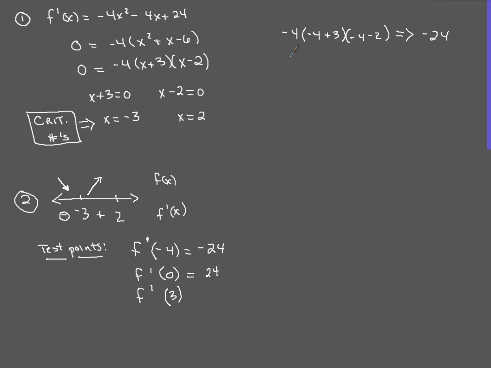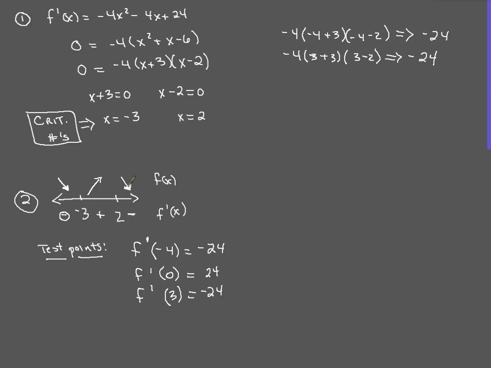Now, when I plug 3 in, again, I'm going to use the factored form, so I'm going to have negative 4 times 3 plus 3, which gives me 6, and then I'll have 3 minus 2, which gives me 1. So when I multiply those together, negative 4 times 6 times 1, I'm going to end up with a value of negative 24. So I get another negative 24, but I don't really care so much about the number as I do the sign. And the sign of negative 24 is negative, which means my function is decreasing. It's moving in a downward direction.